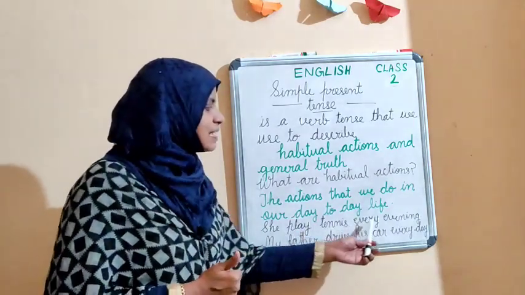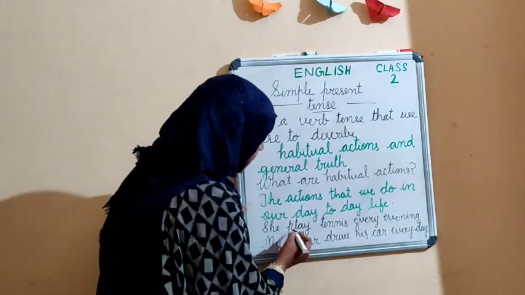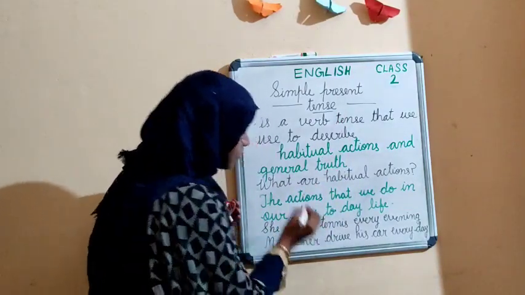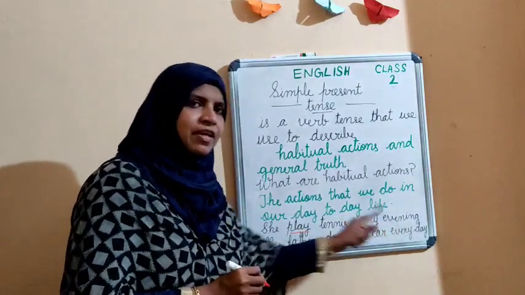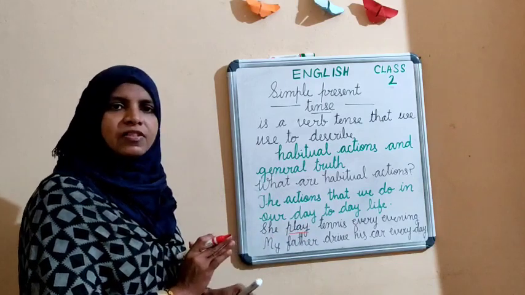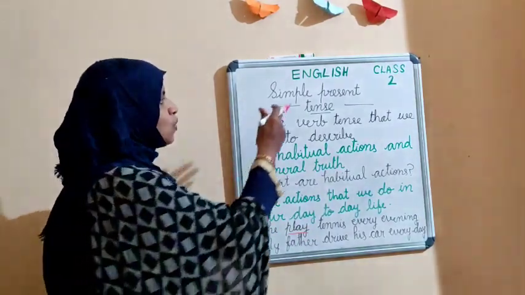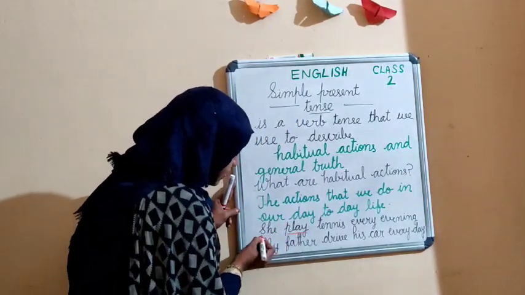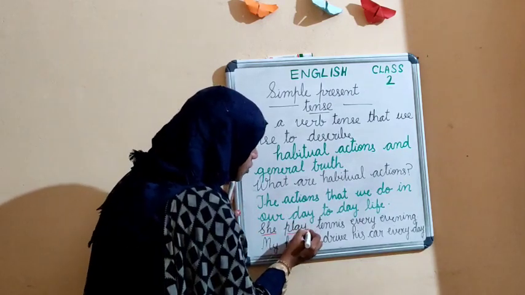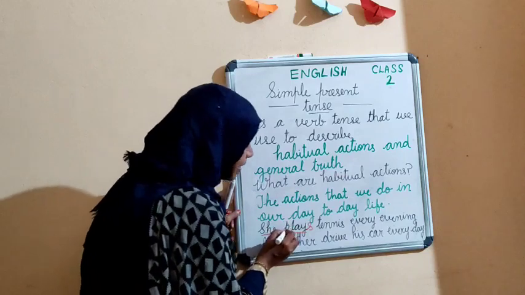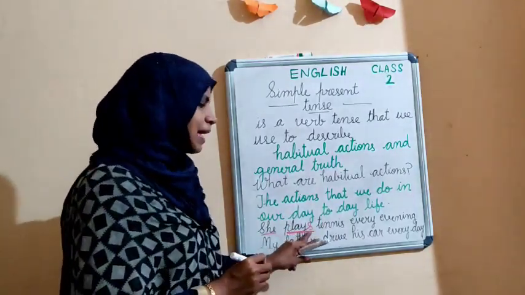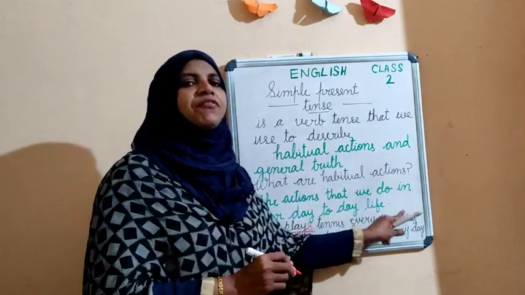Now, listen. She played tennis every evening. Here, play is the verb. That every evening, that's her work in her day-to-day life. But here are small mistakes we make in simple present tense. Who is doing this action? She. The subject is singular. We should add S with the verb in simple present tense. She plays. She plays tennis every evening.